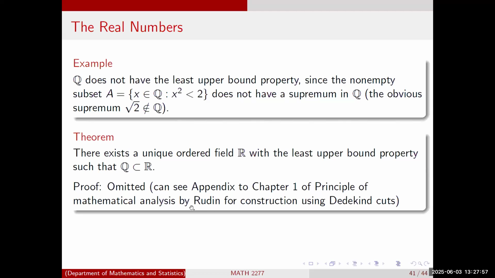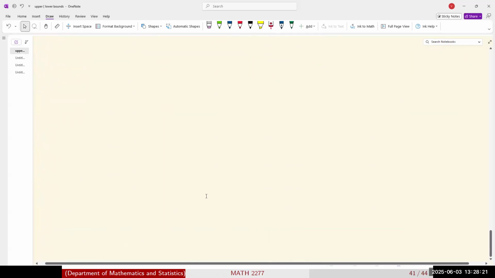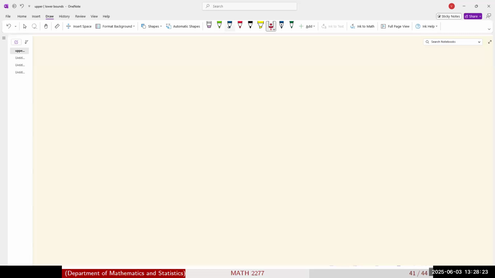But it's at the end of this book, Principles of Mathematical Analysis by Walter Rudin, right? And it uses the idea of something called a Dedekind cut. So this is exactly how the real numbers are made. Okay, so what do I mean by all of that? For all of those sets there, if you think about it, if you start with the natural numbers, right? 1, 2, 3, 4, and so on.